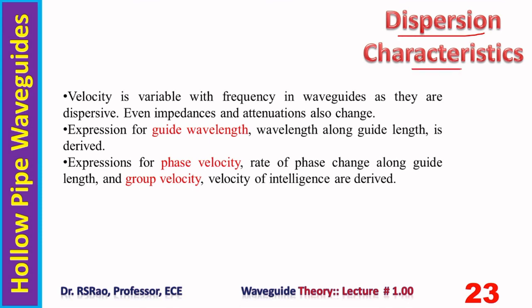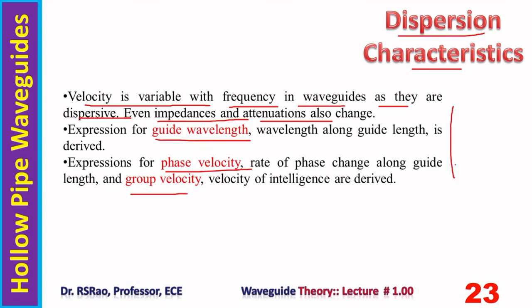Under dispersion characteristics, we study the frequency dependent nature of the waveguide. Velocity is variable with frequency in waveguides as they are dispersive. Even impedance and attenuation change with frequency. Expression for guide wavelength, expression for phase velocity, expression for group velocity, all these are derived under dispersion characteristics.